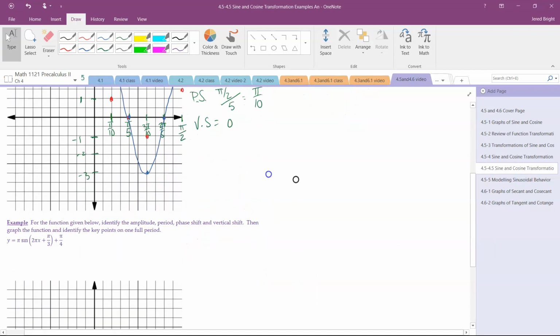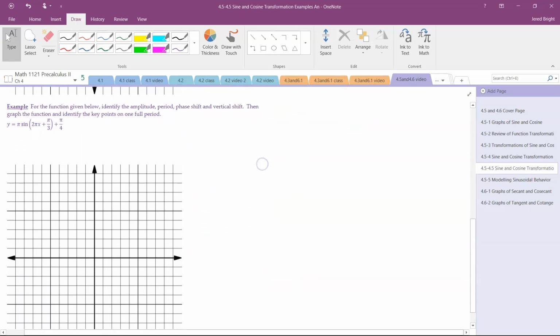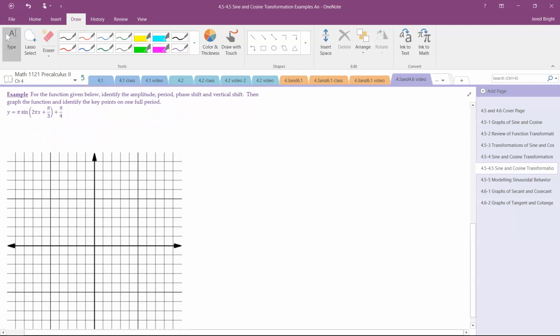Okay, now I'm going to try the same thing with this example here. But before I do it, I want you to pause the video and try it out for yourself. And when you think you have the solution, resume the video.